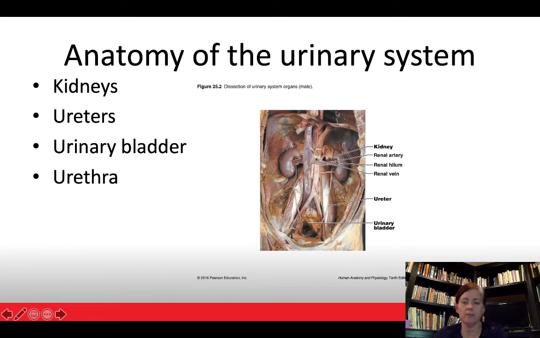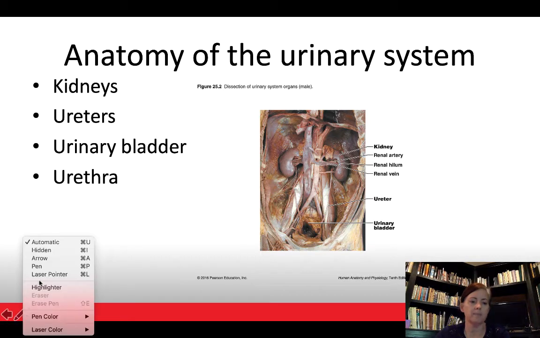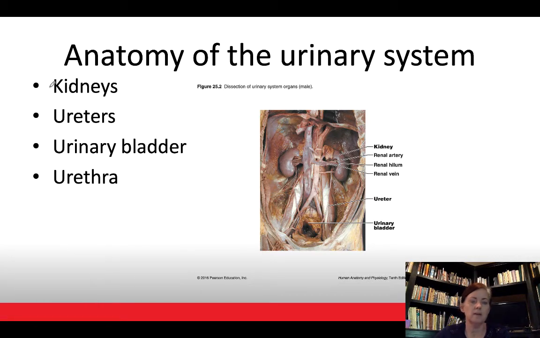In terms of anatomy of the urinary system, we're going to go through these organs. The organs involved are the kidneys, and we have two of them, a left and a right. The ureters are long muscular tubes that lead from the kidneys down to the urinary bladder, which serves as a storage site for urine. And then the urethra conveys urine from the bladder, where it's being stored, to the outside of the body.